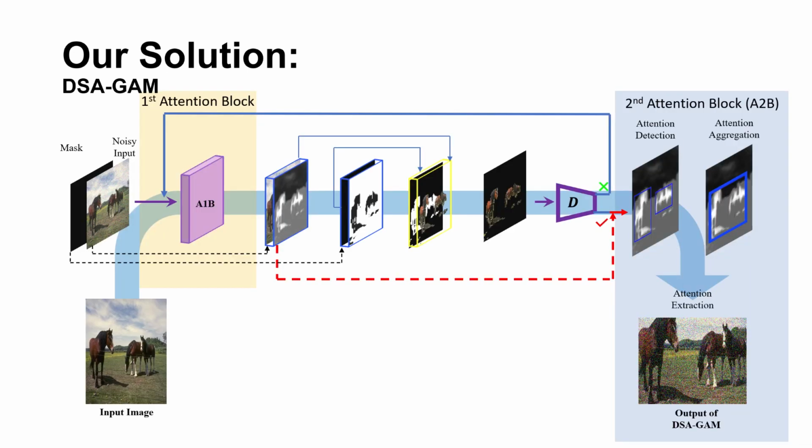For the DSA-GAM, in order to capture the first attention, we design the first attention block, A1B, which consists of 5 convolution layers with upsampling operation in between. The discriminator D contains 4 convolution layers, each of which is with zero padding and Leaky ReLU activation function. And then we propose the block A2B in the DSA-GAM module to further refine the output of the A1B and generate the final dual self-attention region where the image denoising process will be enforced.